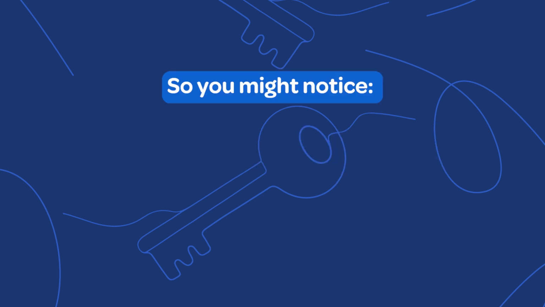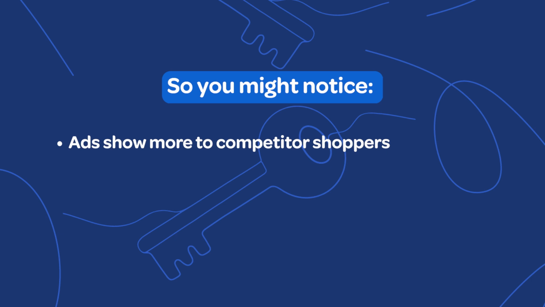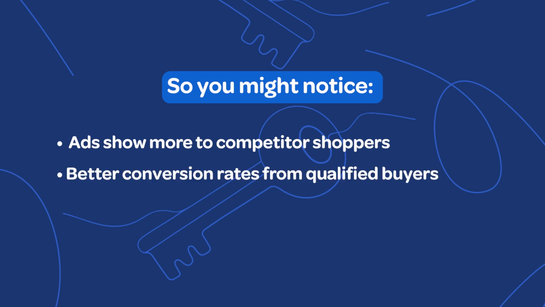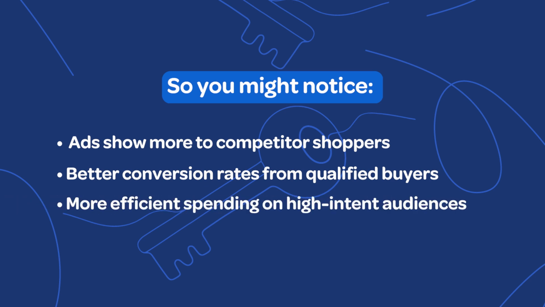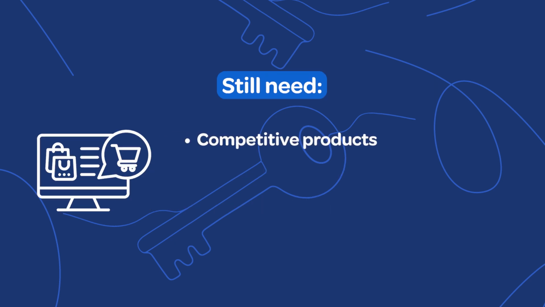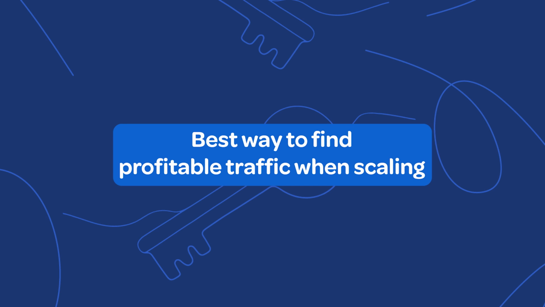So you might notice your ads are showing up more often when competitor shoppers are searching for products. Better conversion rates because you're reaching qualified buyers. More efficient spending because you're prioritizing high-intent audiences. Now, this isn't a magic bullet. You still need competitive products, good pricing, and a solid website experience. But if your offer is competitive, this is one of the best ways to find new and profitable traffic when you're scaling. All right, guys, that's it for this walkthrough here.